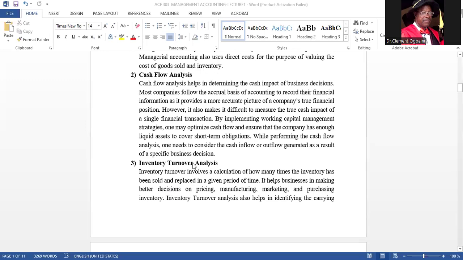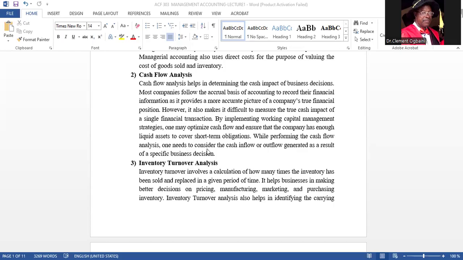So now, in doing this, in management accounting we look at the cash inflow from operating activities and the cash outflow from operating activities, the cash inflow from financing activities and the cash outflow from financing activities, the cash inflow from investing activities and the cash outflow from investing activities. So at the end of the day, they're able to determine the net cash flow.